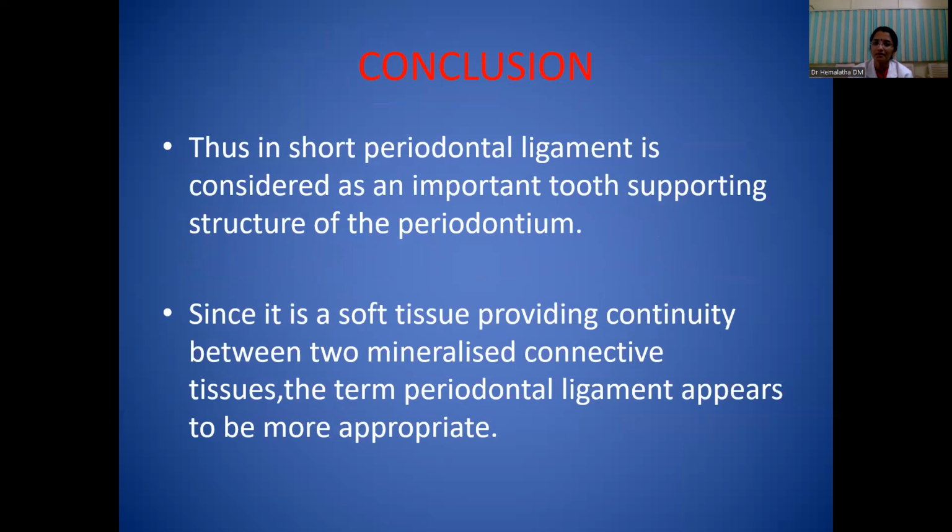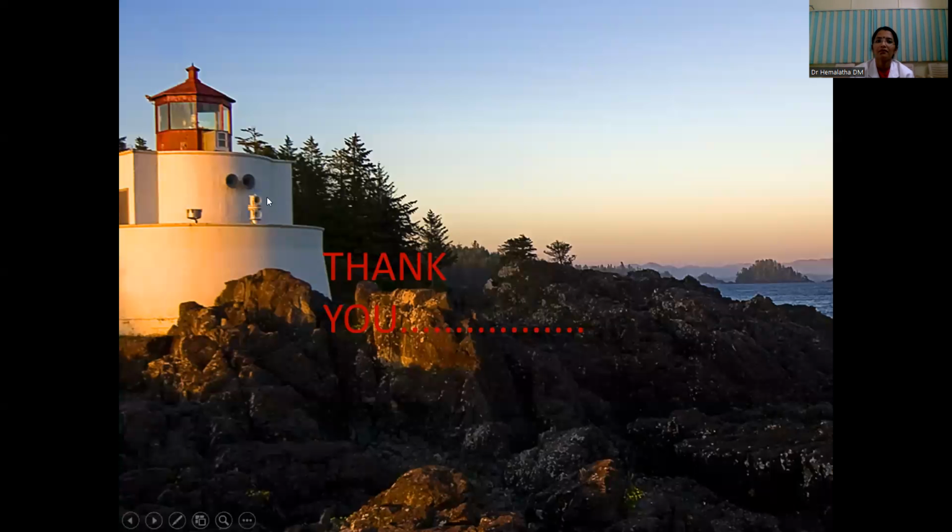Coming on to the conclusion, thus in short, the periodontal ligament is considered as an important root supporting structure of the periodontium. Since it is a soft tissue providing continuity between two mineralized connective tissues, the term periodontal ligament appears to be more appropriate. Thank you.